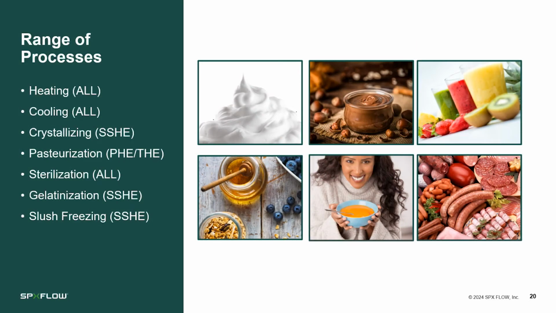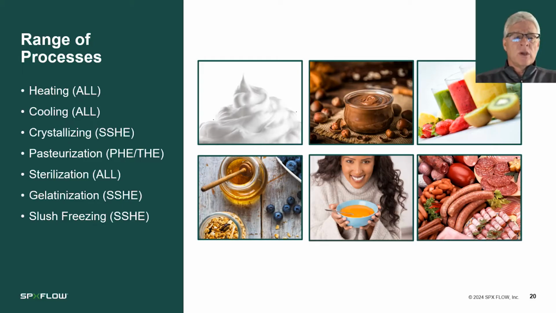All right, I'm going to hand off to Steve to touch a little bit more on some of the types of processes that you could see. Yeah, so we have a lot of different process ranges. You're typically talking with customers, and heating and cooling can be done in all three of those types of heat exchangers that we mentioned. But as we get into phase change, such as crystallization, there's a lot going on there, and the product is changing.